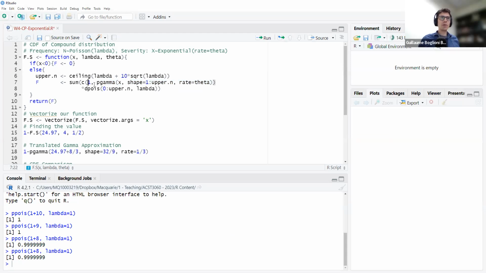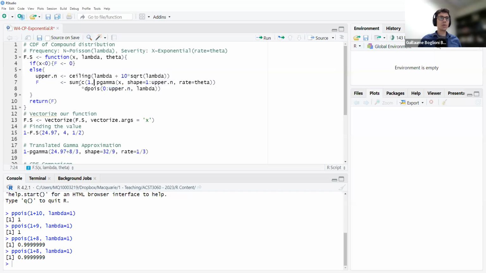Now, every one of these needs to be multiplied by the PMF of a Poisson. That's the Pn in the formula. The PMF of the Poisson in R is d Poisson. Now here I can have the first case, which is the PMF at 0, because that's just the PMF of the Poisson at 0, then at 1, then at 2, then at 3, up to upper n.